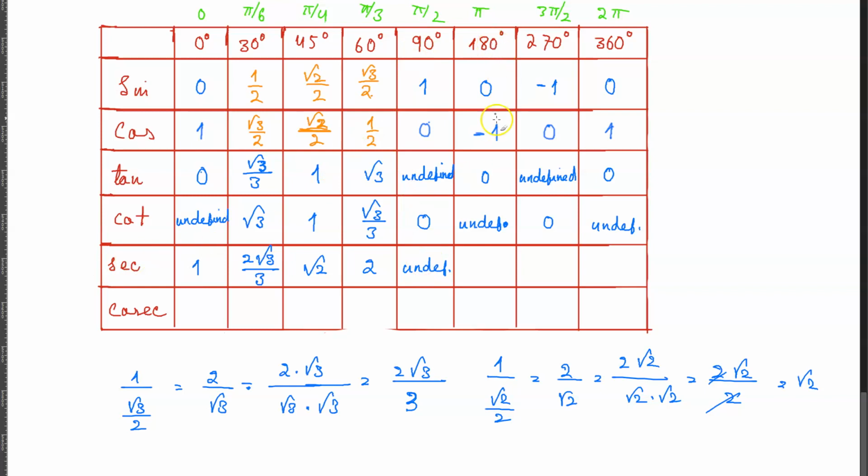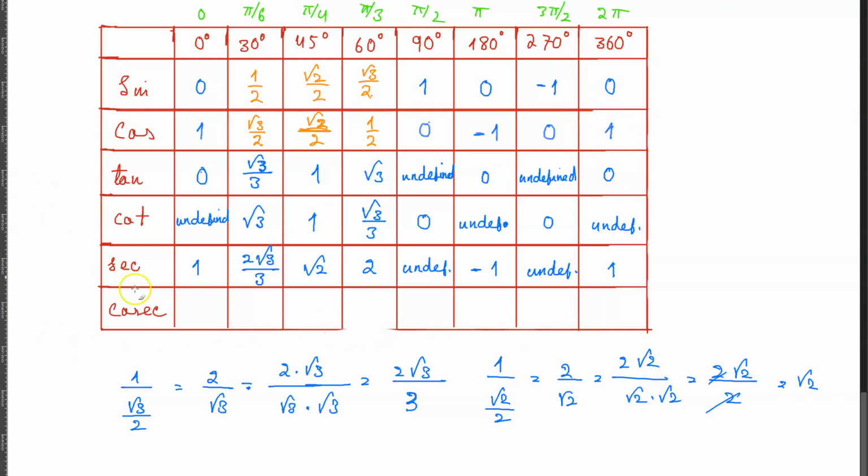And secant of 180 degrees is equal to -1, because the reciprocal of -1 is -1. Secant of 270 degrees is the reciprocal of 0, which is undefined, right? So basically the secant of 90 and 270 are undefined because at those angles the cosine is equal to 0, of course. And the secant of 360 degrees is equal to 1.